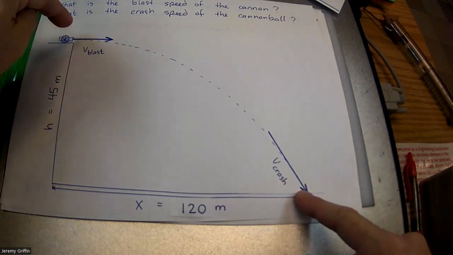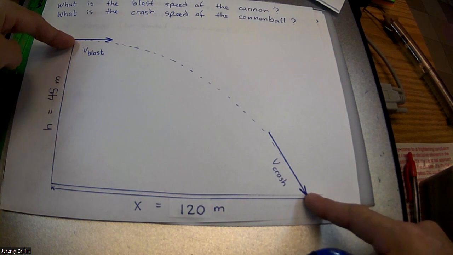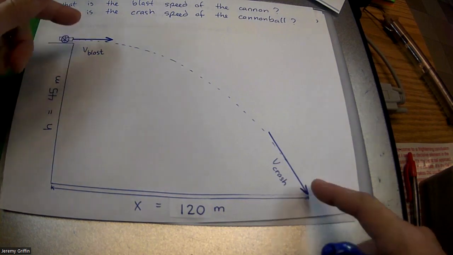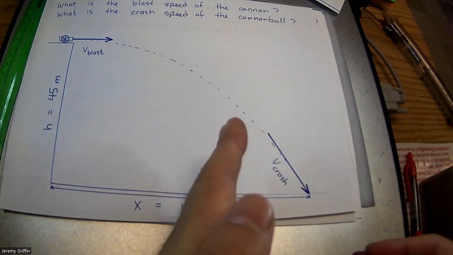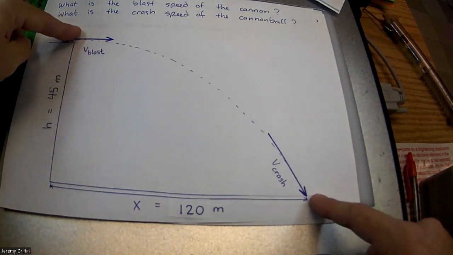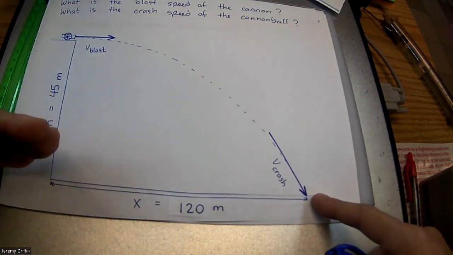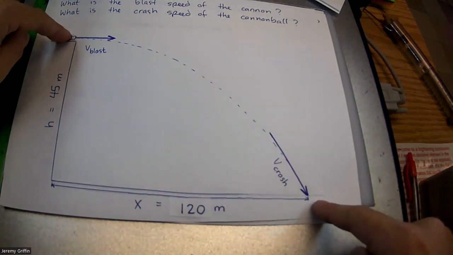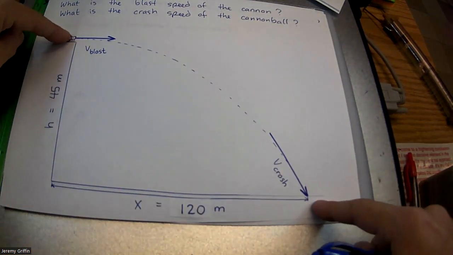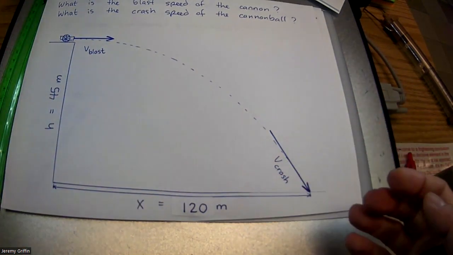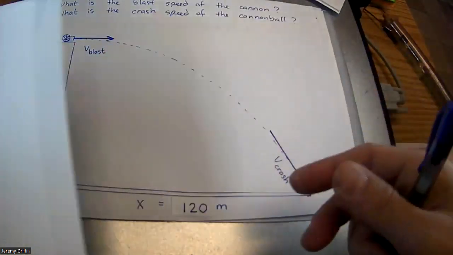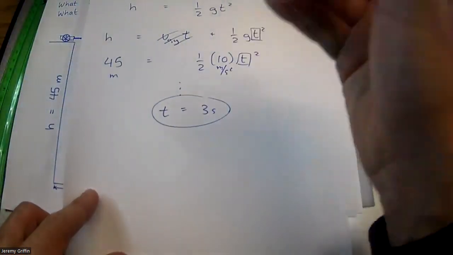It takes 3 seconds to get from here to here. If it takes 3 seconds to get from here to here, is that true vertically and also horizontally? It's 3 seconds either way. It takes 3 seconds to fall, takes 3 seconds to cross. Point A to point B takes 3 seconds. You guys see that? So if it goes 120 meters in 3 seconds, how fast is it going across the field? 40 meters per second.